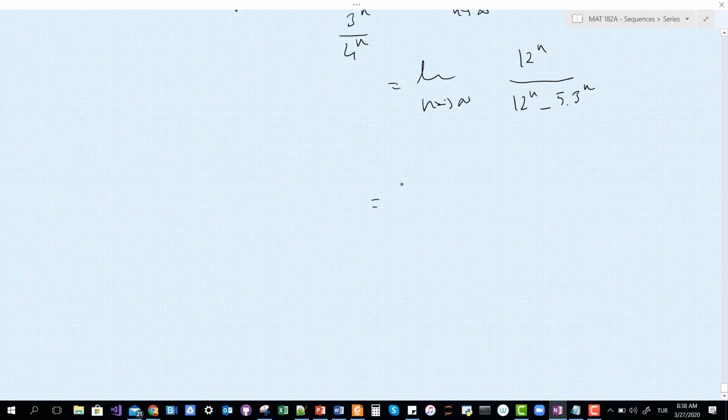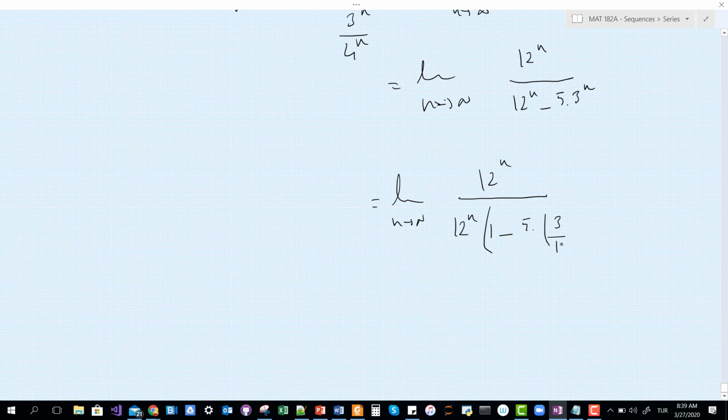To be able to find this limit, I should simplify more. How am I going to do that? As you see, I have the 12 to the n. If I take this out, I may cancel the term on the top. If I take the 12 to the n here, I have 1 here, and then I will have here the 3 over 12 to the n. 12 to the n goes away. What I have left here is 1 over 1 minus 5 times 3 over 12 to the n.